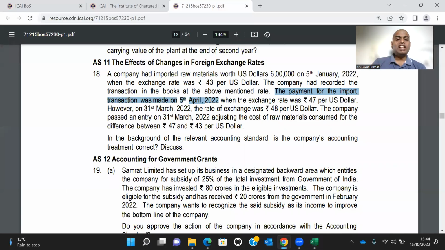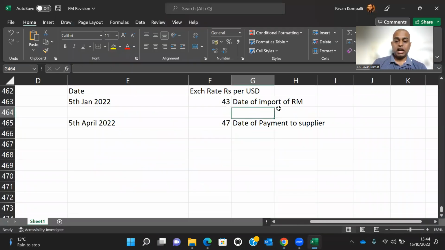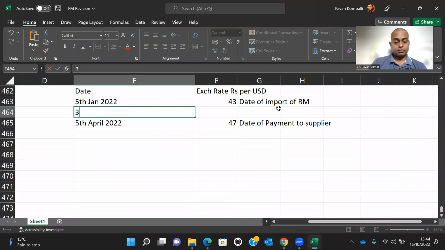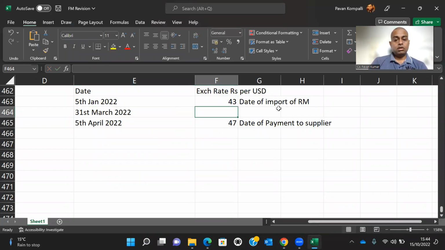In between, one more date is there. What is that? Marriage date. For every accountant, one new marriage on 31st March. Balance sheet, 31/3/2022, which is balance sheet date, reporting date. On that particular day, exchange rate is 48. So I'll put 31st March 2022. How much it is? 48. What is this 48? It is balance sheet.